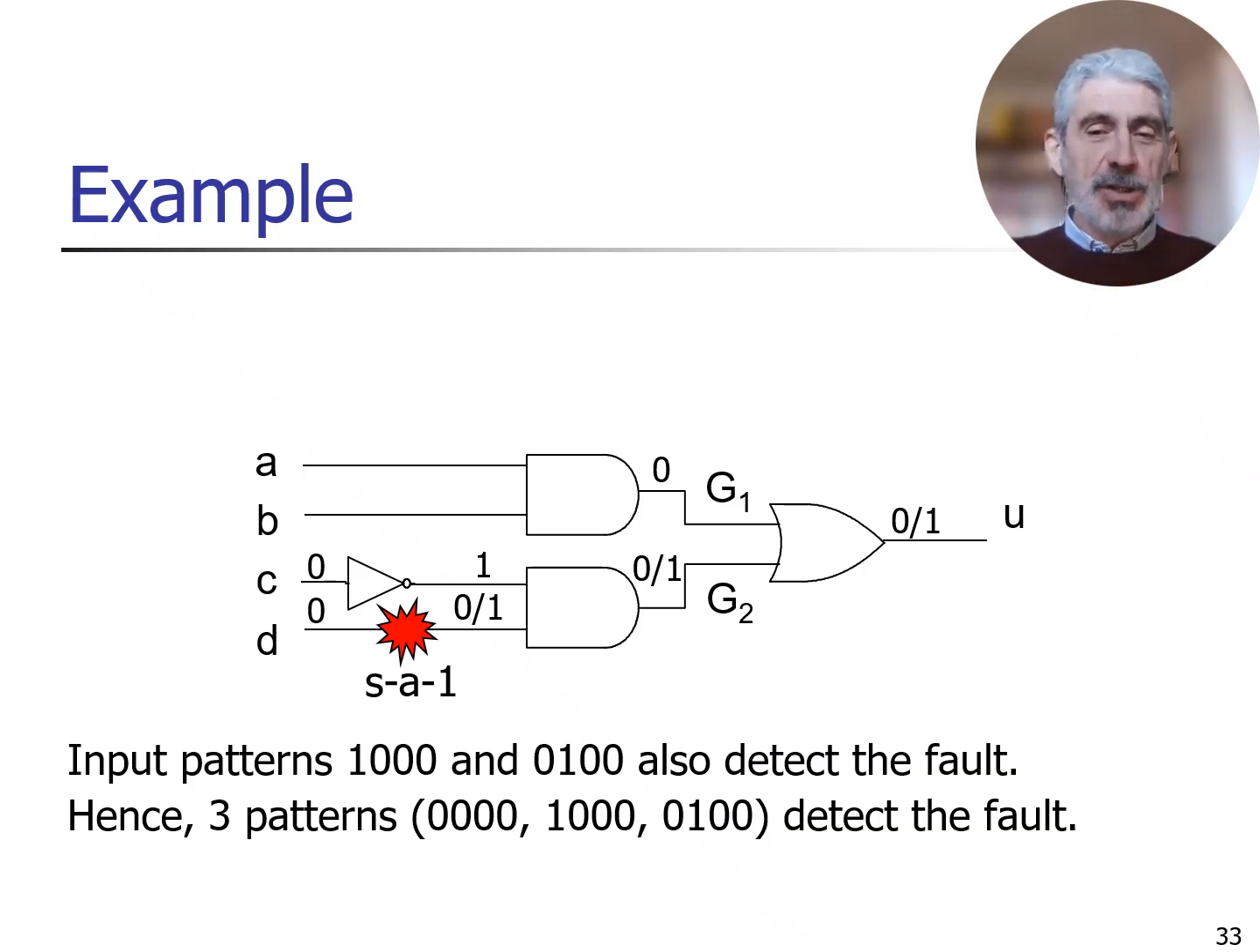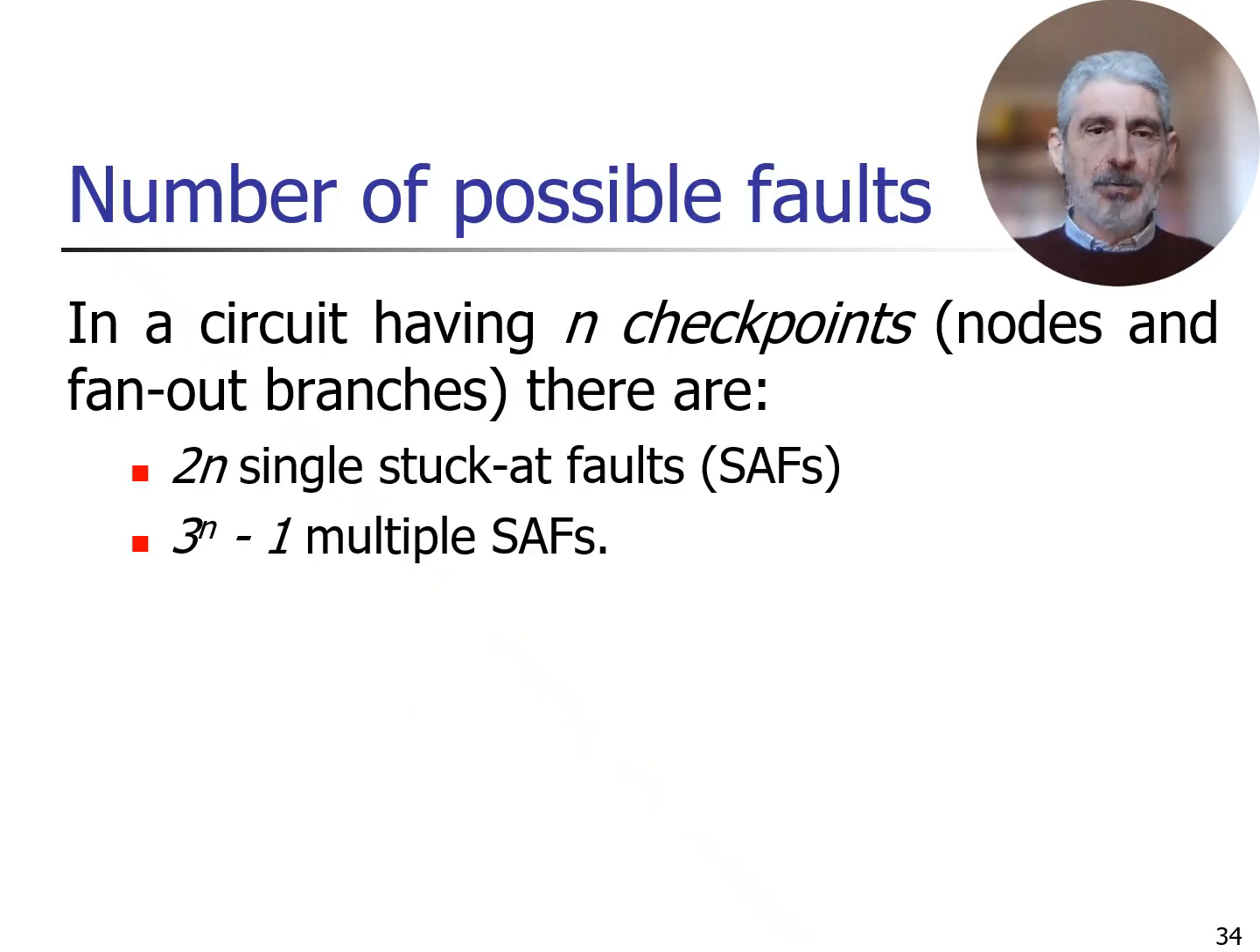An important observation is that at this point we understood that the vector 0000 is a test vector for our fault. However, it is not the only vector, because other input patterns like 1000 and 0100 also match the propagating conditions and the excitation conditions, which means that this fault can be detected by three vectors which build or constitute the test set for our fault.